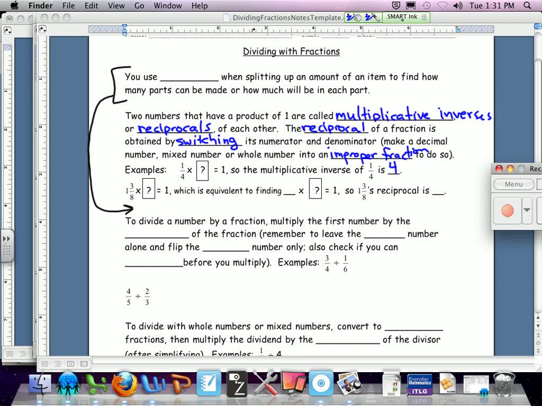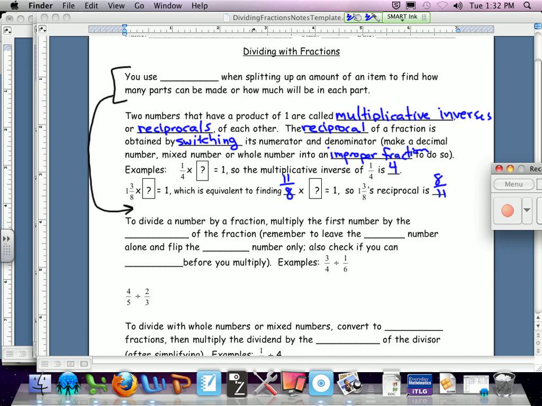For the next one, if it asks us what's the multiplicative inverse, or what's the reciprocal, or what number we multiply 1 3/8 by to get 1, we would first find 1 3/8's equivalent improper fraction. So you can tell me what 1 3/8 would be as an improper fraction. Yes, sir. 11/8. So it's the same as asking, well, 11/8 times what equals 1? Once we know that 1 3/8 is equivalent to 11/8, we flip it. And 1 3/8's reciprocal is what? Yes, sir. 8/11.